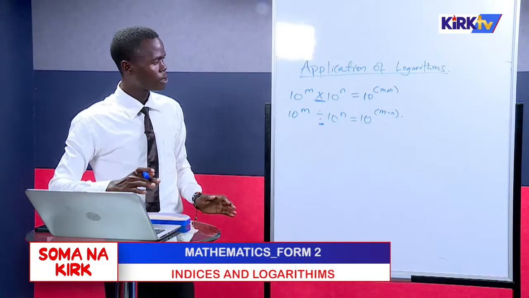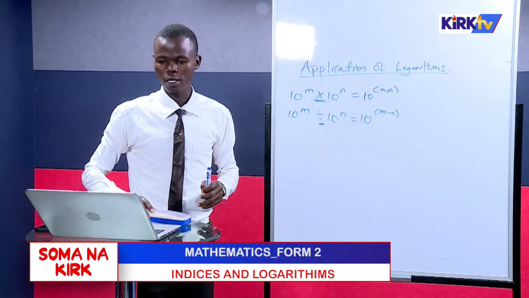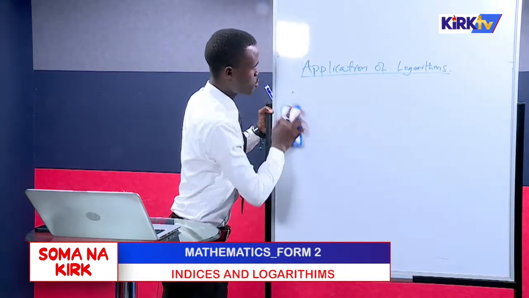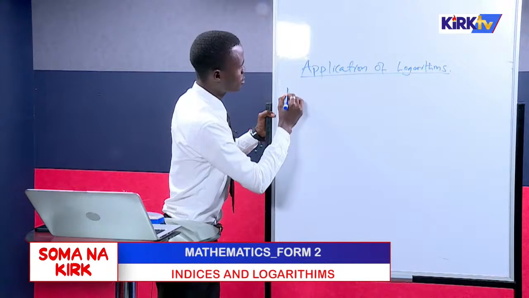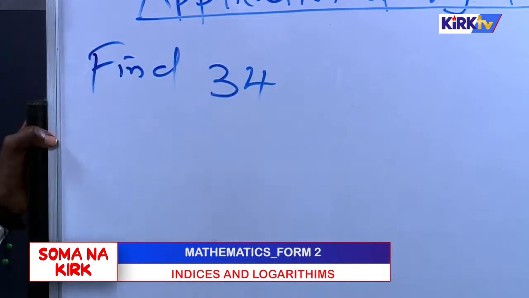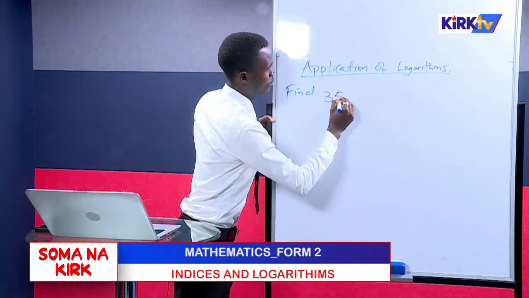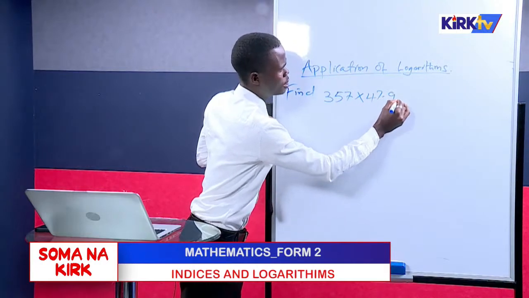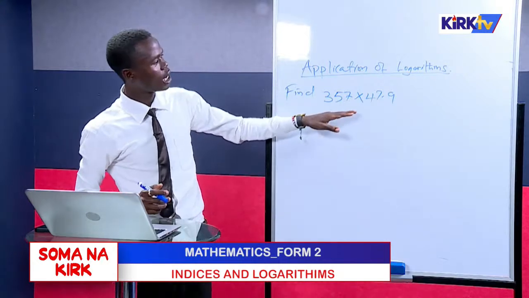So, for example, let us start with the multiplication rule. Let us do an example using the multiplication rule. For example, we'll be told, find 357 times 47.9. We'll be told to use our log tables to work this out.